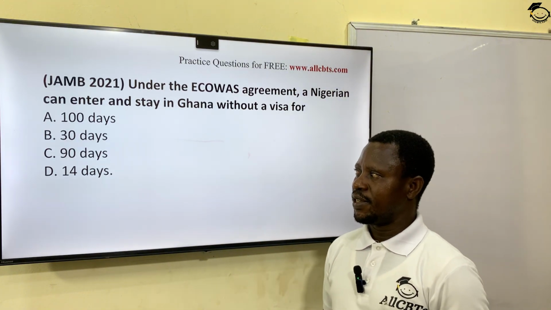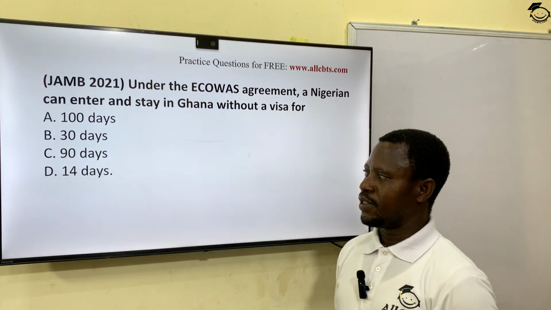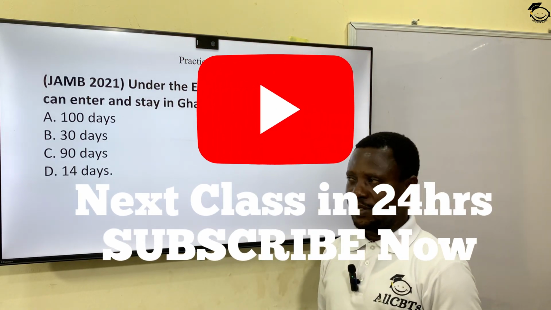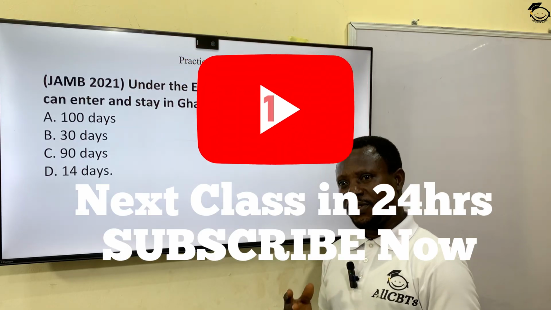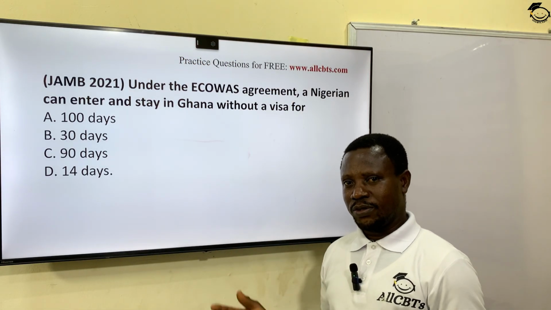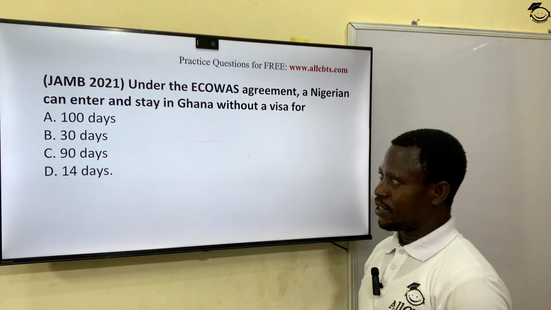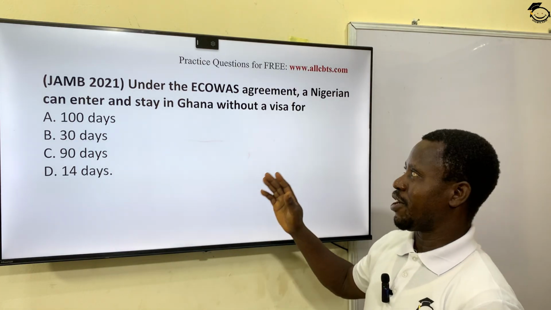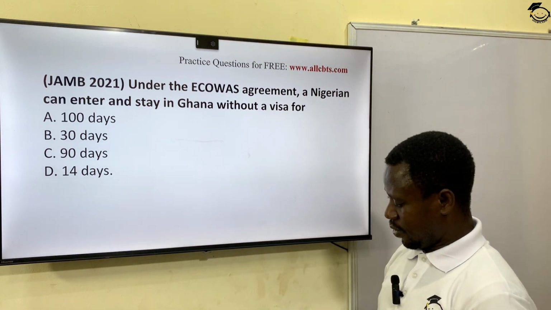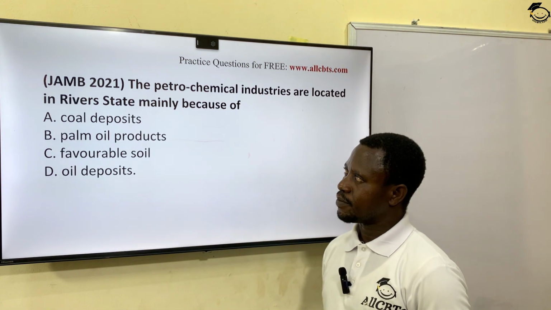Under the ECOWAS agreement, a Nigerian can enter and stay in Ghana without a visa for 100 days, 30 days, 90 days, 14 days. The answer is 3 months, which is equivalent of what? 90 days. Although at the moment it's not strictly being applicable because of so many factors, corruption and what have you. All right? But on paper, based on agreement of ECOWAS, it is what? 90 days. Okay? Option C.